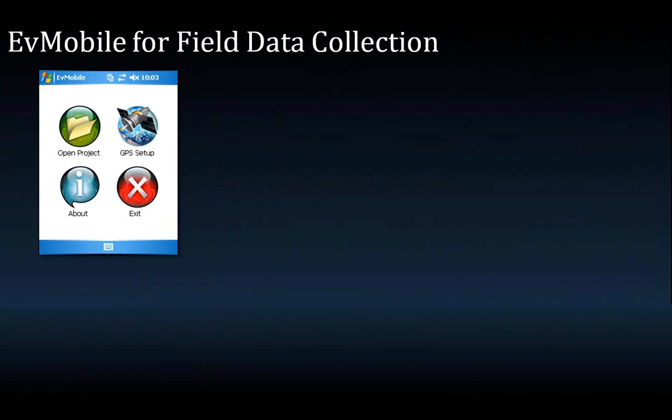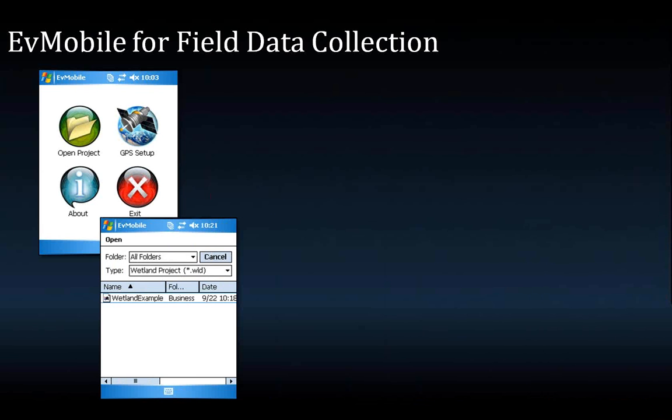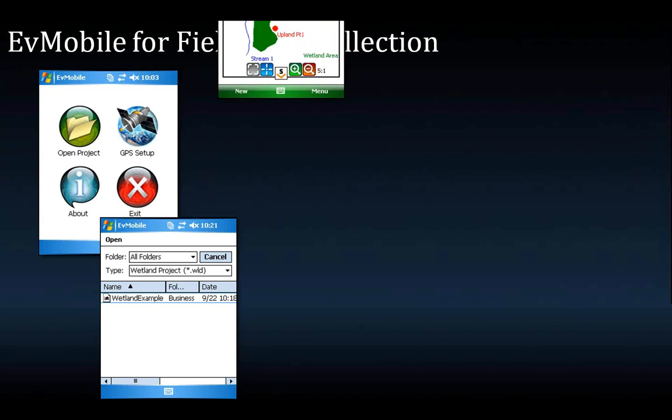Here's a few screenshots of EvMobile. This is the first screen that comes up when you run the software. From here you have the ability to set up your global positioning system, open projects, or tap on the About icon to gather version information and licensing information about Everglade Mobile. To open a project, you just simply click on Open Project, and it brings up a list of all of the Everglade projects that you've defined.